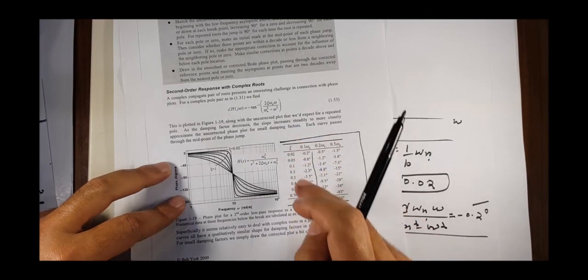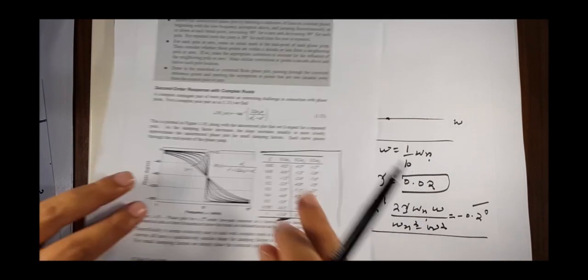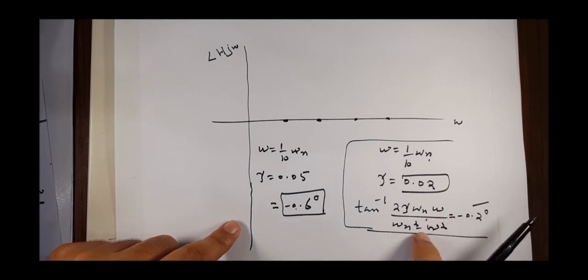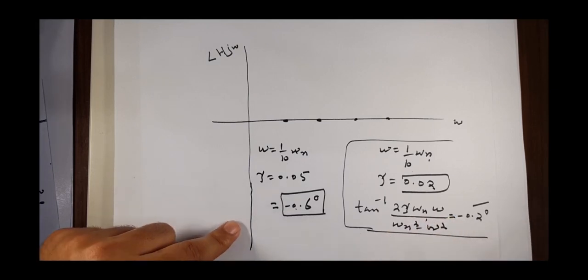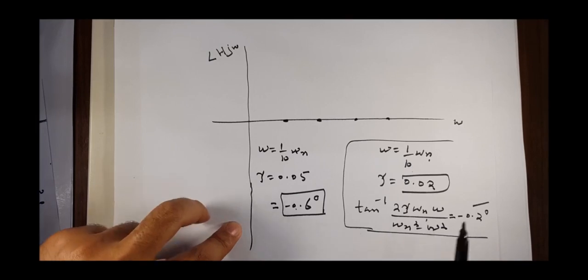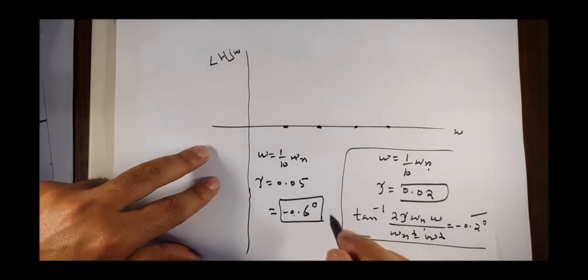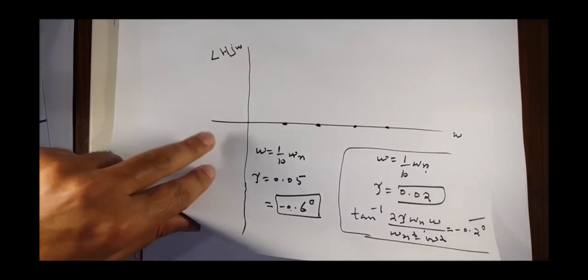This tan inverse of 2 zeta omega n times omega over omega n square minus omega square, this angle is changing. So for each transfer function you will have different zeta values, and your phase angle will change accordingly. Okay, so we take a simple example.